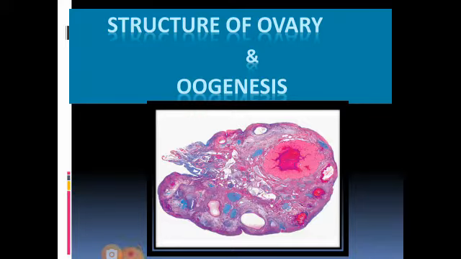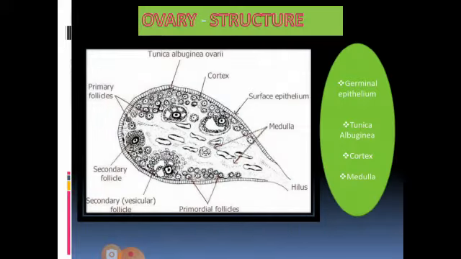We learned in the last class about the human female reproductive system structure alone. I think you could remember that in the human female reproductive system, there are a pair of ovaries, oviducts, a uterus, cervix and vagina. Now, in this class, we are going to discuss the structure of the ovary.